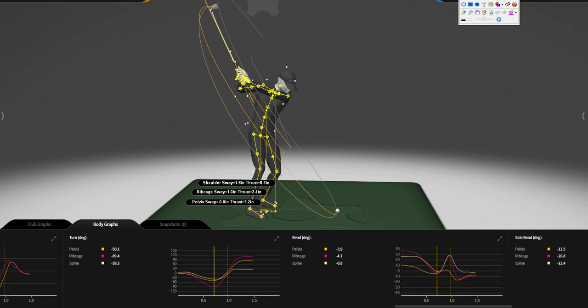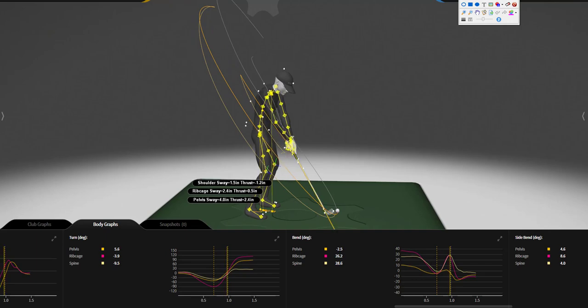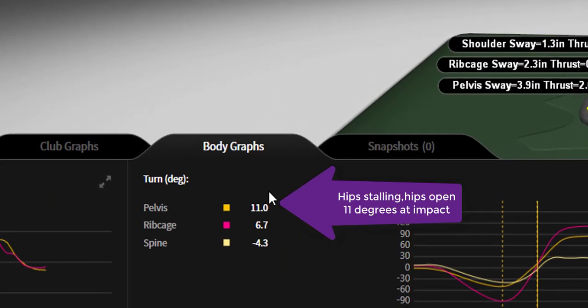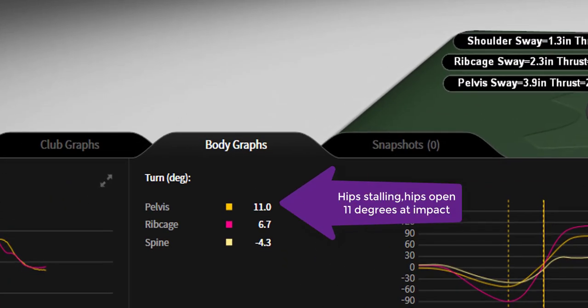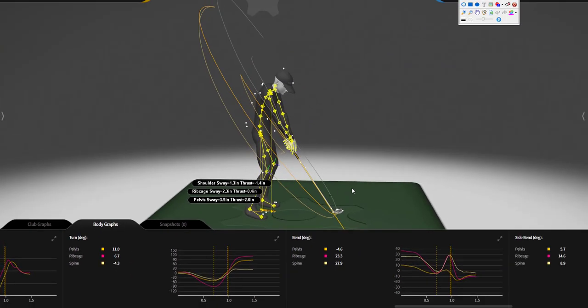So then when he starts down, okay, because he's got too much tilt, he slides his body and also he stalls it. So then he's only 11 degrees. So he hits hooks and he's over the top, and also he's got an open face. So he hits slices and hooks.